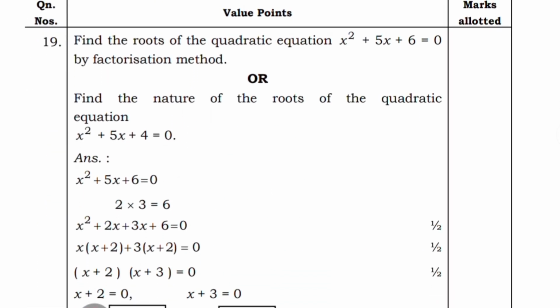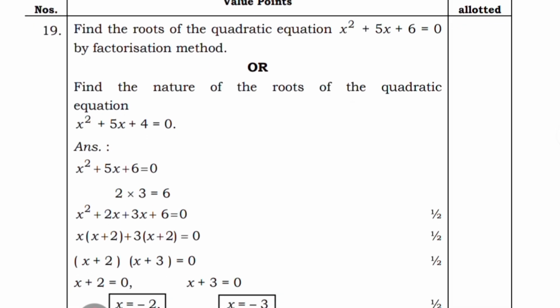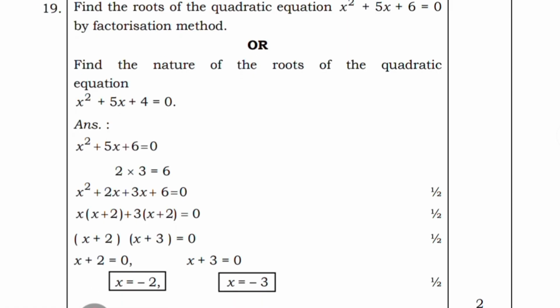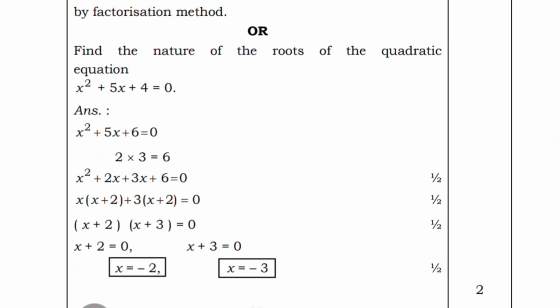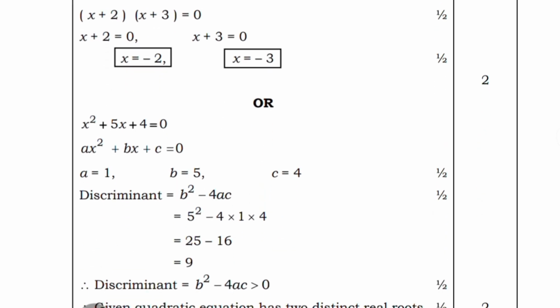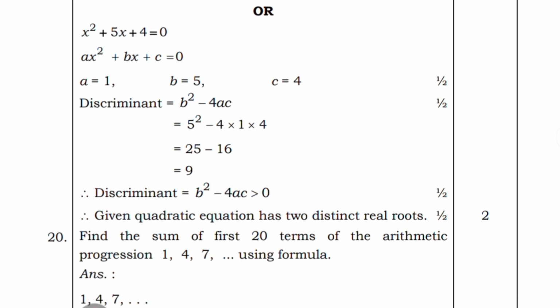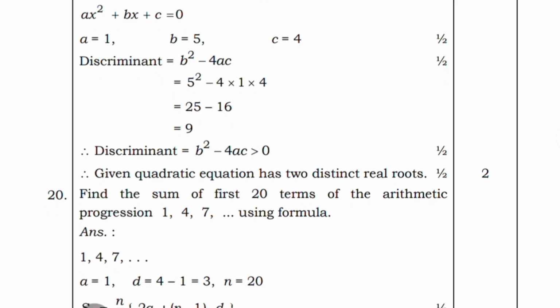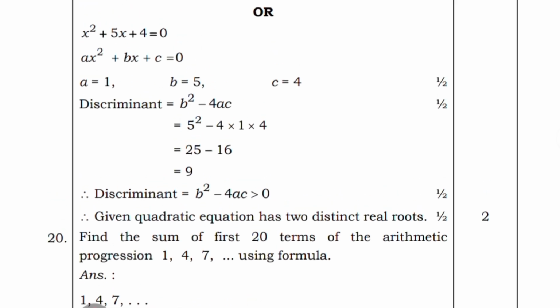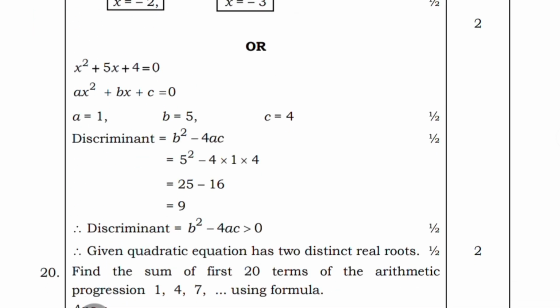Find the roots of the quadratic equation. Here the equation is x square plus 5x plus 6 is equal to 0, by the factorization method. So you should follow the factorization method to solve this, not other formulas. Find the nature of the roots of the quadratic equation in the OR option. So here the roots are x is equal to -2 and x is equal to -3, and in the OR option, the discriminant b square minus 4ac is equal to 0. See the question, it starts from x square plus 5x plus 4 is equal to 0. You should find the roots of this quadratic equation for the OR question.